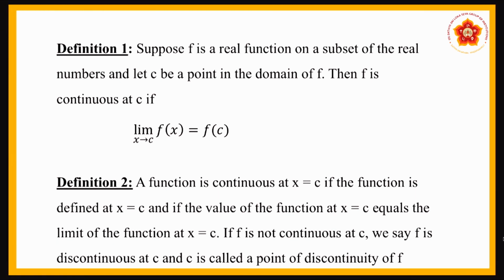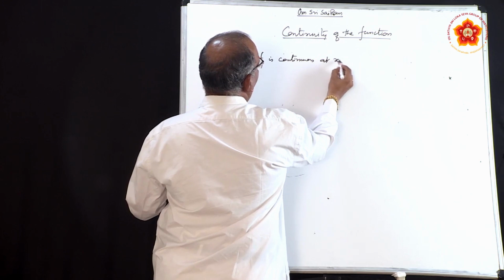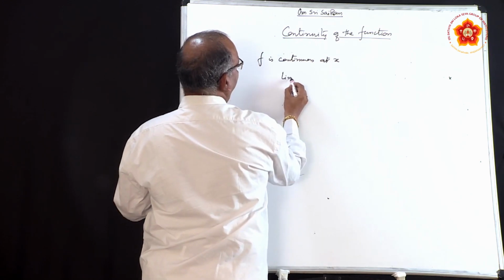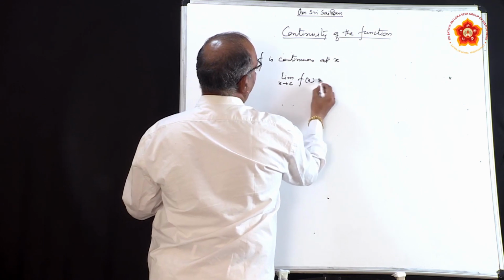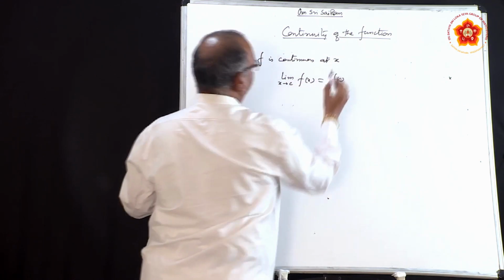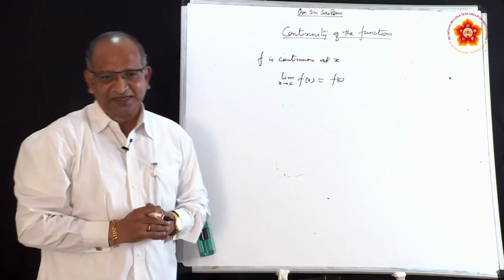So he says, suppose f is a real function on a subset of real numbers. It is taken from real numbers only, and let c be any point in the domain of f, then f is continuous at c. When will it be continuous? When the limit of the function, limit x tending to c, f of x, is equal to f of c. So this is the first definition.